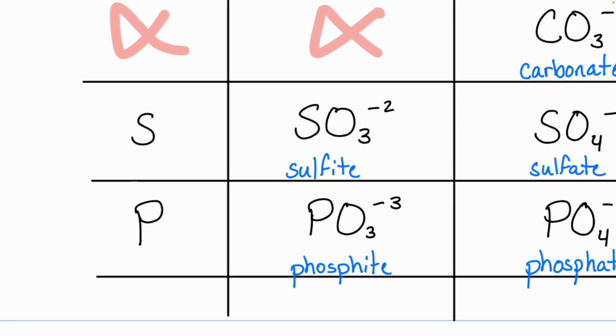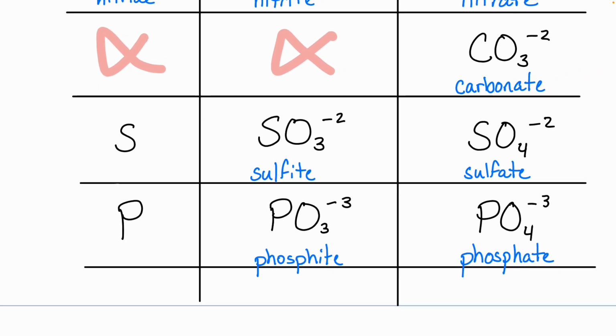When sulfur forms an ion, what is its charge? -2. And so this would be a sulfide ion. When phosphorus forms an ion, it lives in the same category as nitrogen, so it also forms a -3 ion, and this is a phosphide ion.